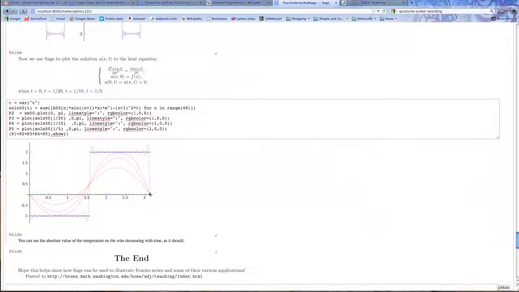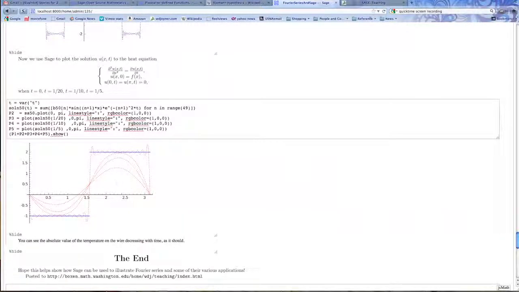When t equals 0, we have this plot right here. That's the sine series itself, first 50 terms, actually. That's the original initial temperature. Here's t equals 1 over 20. You can see it's cooled down substantially already, just in 1/20th of a second. And then t equals 1/10th is that next smallest curve. And then t equals 1/5th.